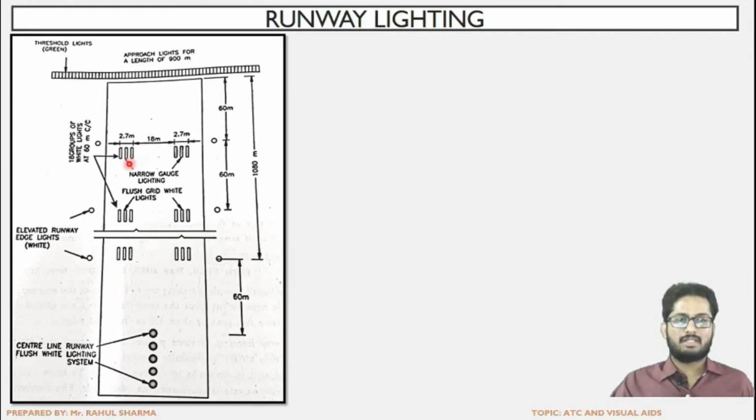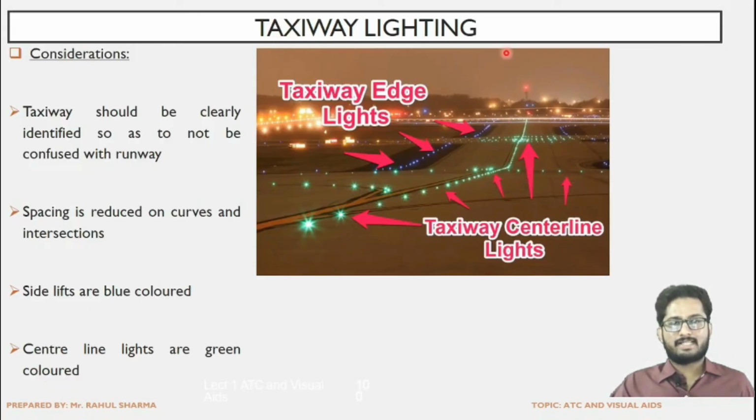And lastly, the spacing in the transverse direction has also been shown, that is 2.7 meter is the total distance between the end lightings in a group, and between the groups, which are the parallel groups of lights, the spacing is 18 meters. Next are the taxiway lighting.